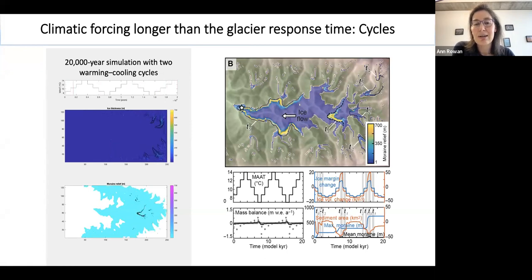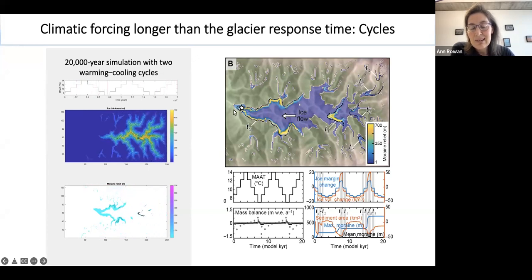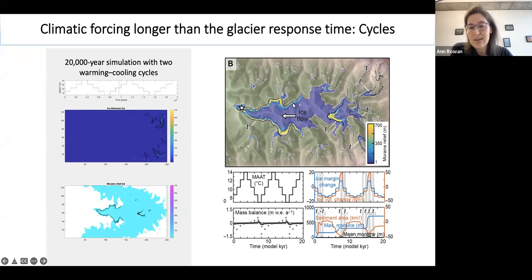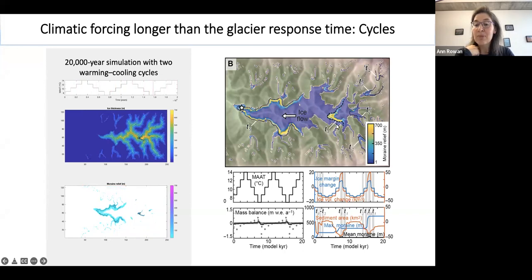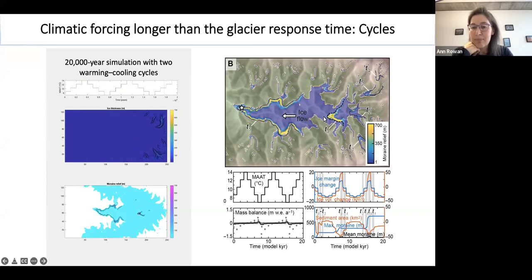So here the rate of climate change is longer than the response time. And the glacier does advance and build a moraine at the maximum extent. So here, where you'd expect, as we see in the steady state simulation, but it's not the largest moraine. The highest relief moraine is built here, further up valley. And this is more topographically controlled.